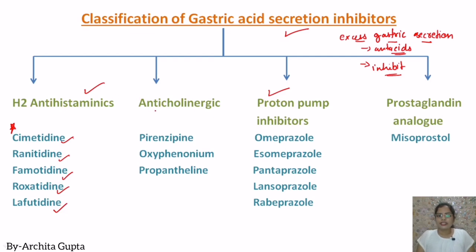Okay, so there is the anticholinergic. Anticholinergic में आते हैं POP, that is pirenzepine, oxyphenonium and the propantheline. The third is the proton pump inhibitors, जिसके अंदर आते हैं omeprazole, S-omeprazole, pantoprazole, lansoprazole and the rabeprazole. The fourth is the prostaglandin analog, that is misoprostol.